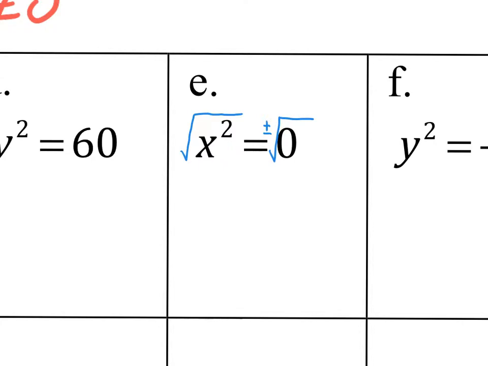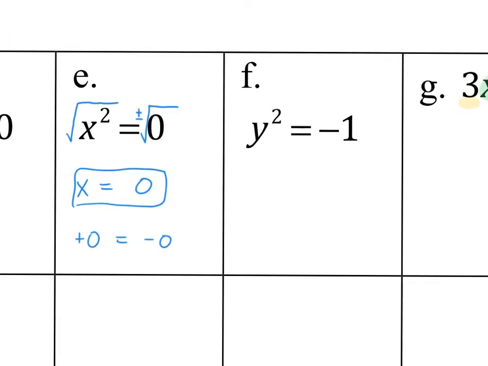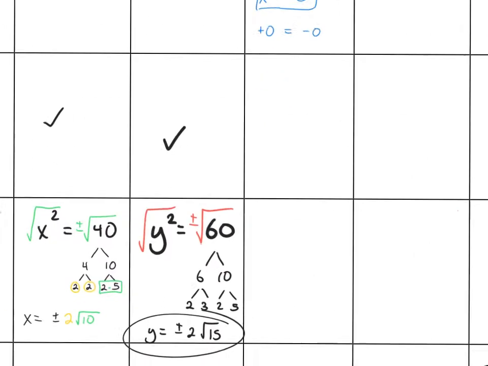Tell your neighbor. Because 0 is neither positive nor negative, the answer is only 0, because positive 0 is the same thing as negative 0. So they're one and the same. Because of that, we just say x is 0. So instead of having two solutions like we've traditionally had in the first 4 problems, we now have one solution.